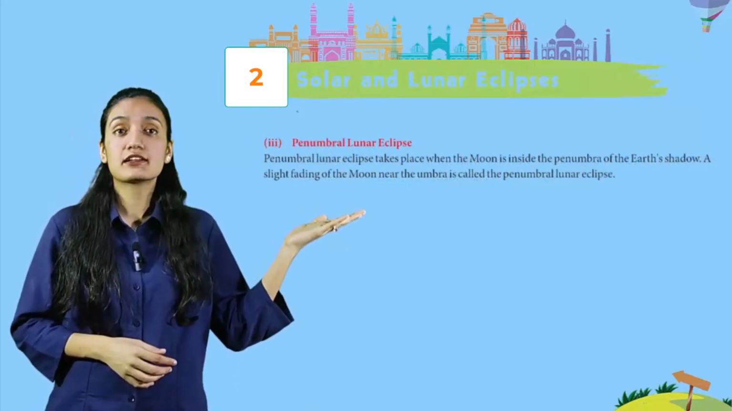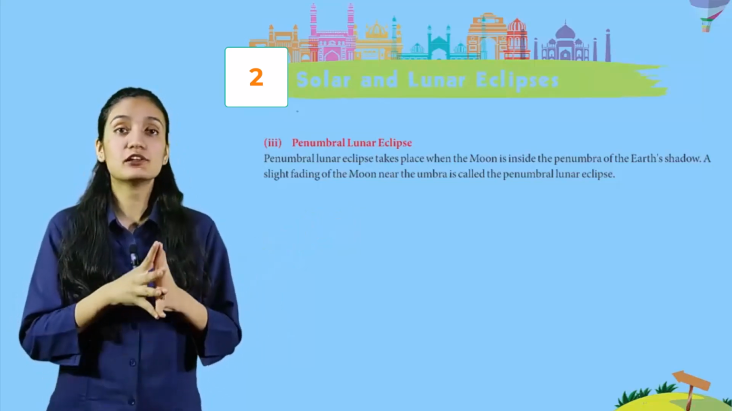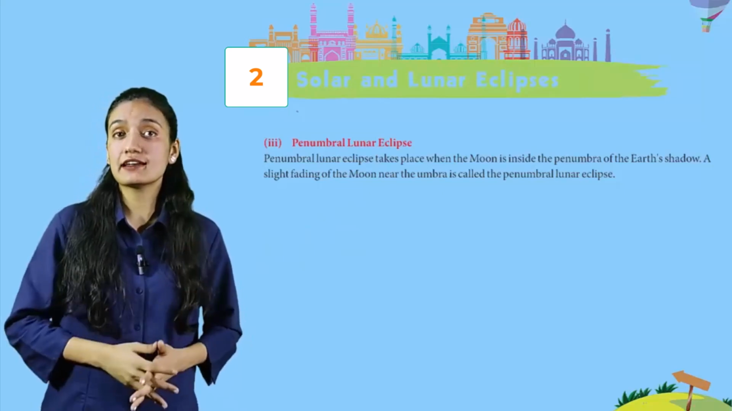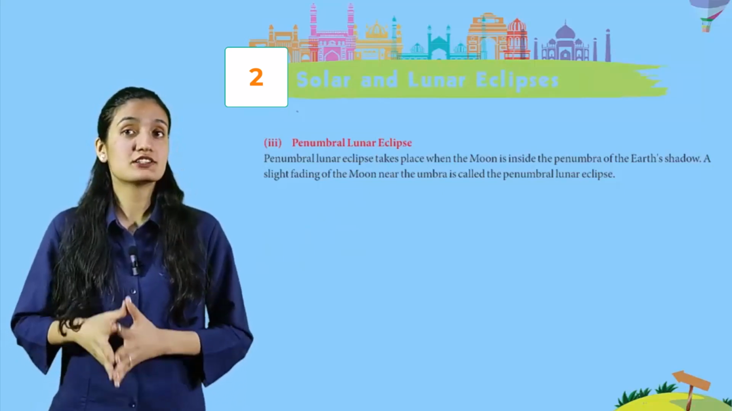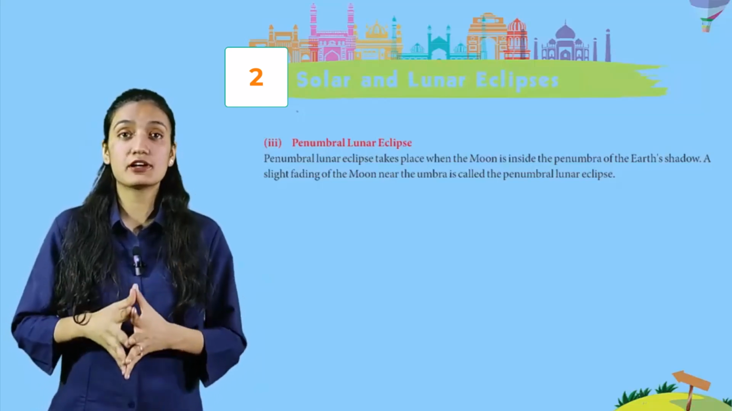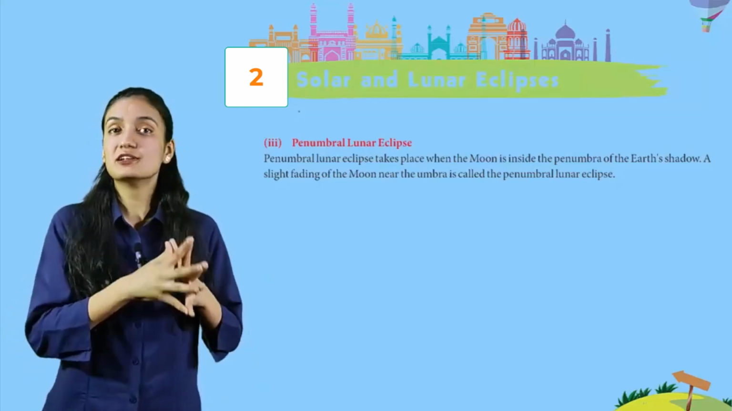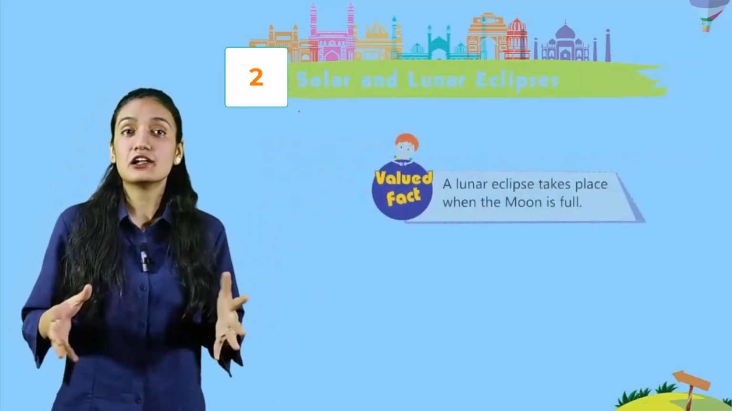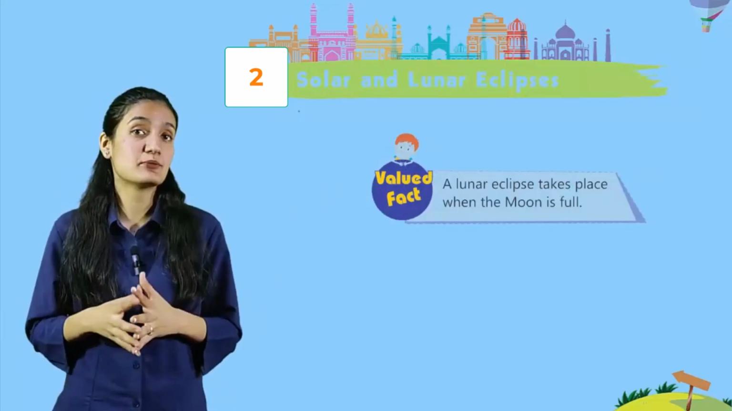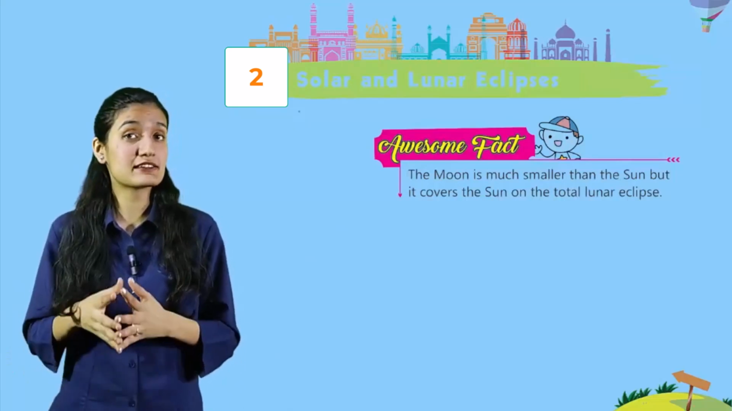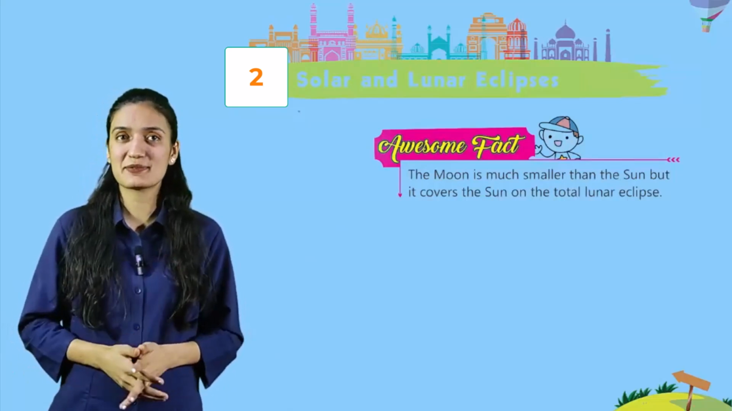Now, penumbral lunar eclipse. Penumbral lunar eclipse takes place when the moon is inside the penumbra of the Earth's shadow. A slight fading of the moon near the umbra is called penumbral lunar eclipse. Now, valued fact: a lunar eclipse takes place when the moon is full. Awesome fact: the moon is much smaller than the sun, but it covers the sun in a total solar eclipse.